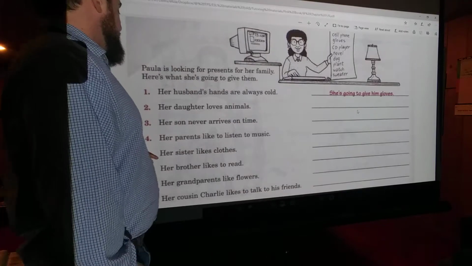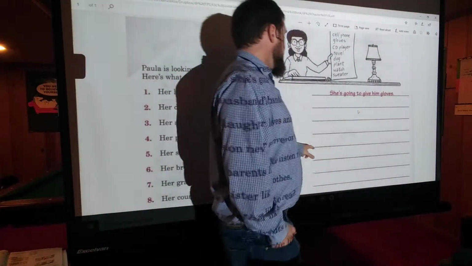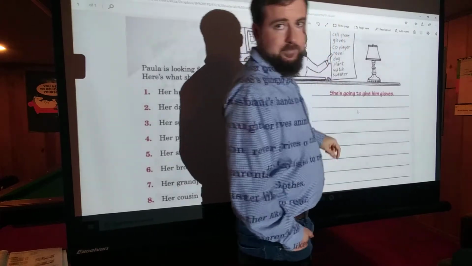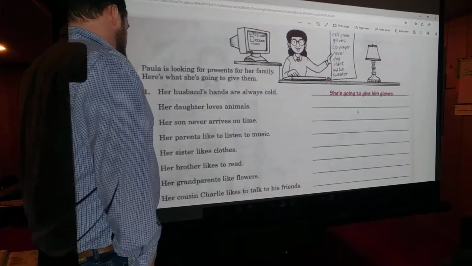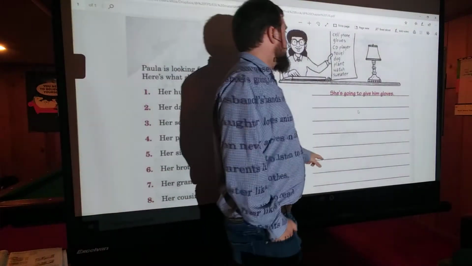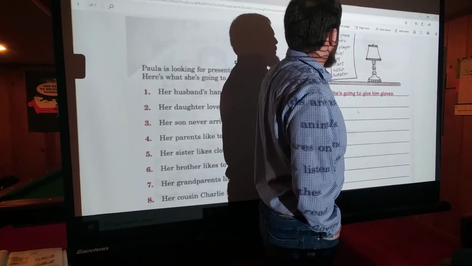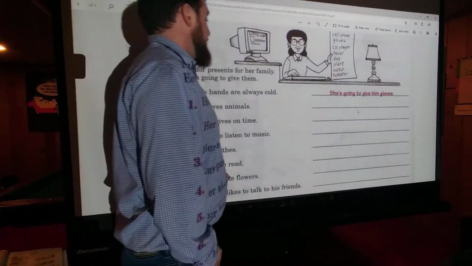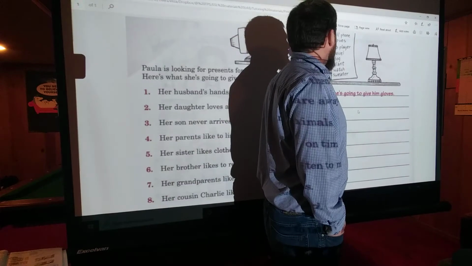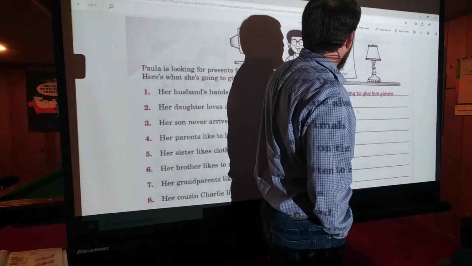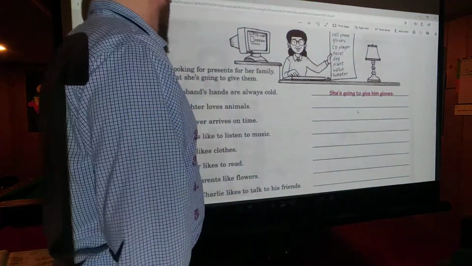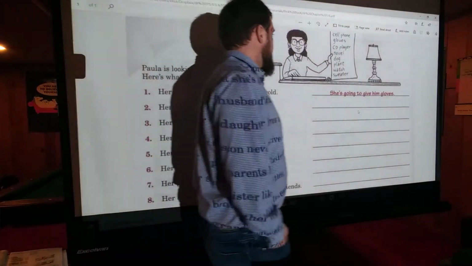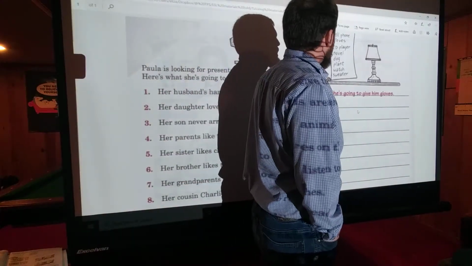Number 5. Her sister likes clothes. She's going to give her a sweater. Number 6. Her brother likes to read. She's going to give him a novel. Number 7. Her grandparents like flowers. She's going to give them a plant, I guess. Number 8. Her cousin Charlie likes to talk to his friends. She's going to give him a cell phone.